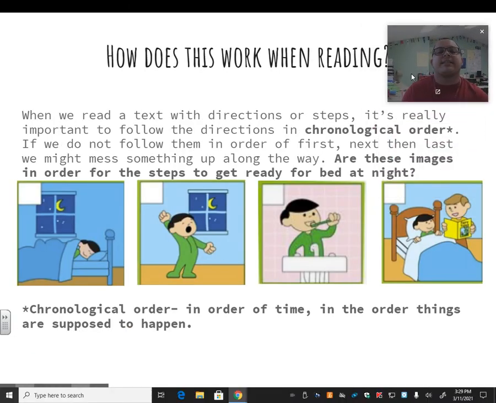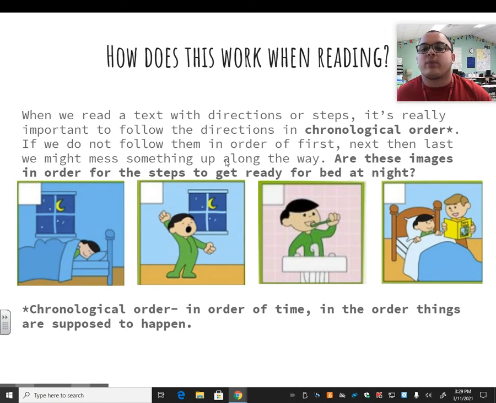So how does this work when reading? When we read a text with directions or steps, it's really important to follow the directions in chronological order. And when I'm looking at this word chronological order, I have an asterisk here. That tells me that I'm going to need to go to the bottom in order to figure out what that word means. And those words mean in order of time, or the order things are supposed to happen.